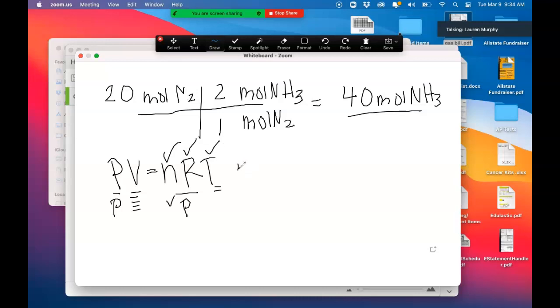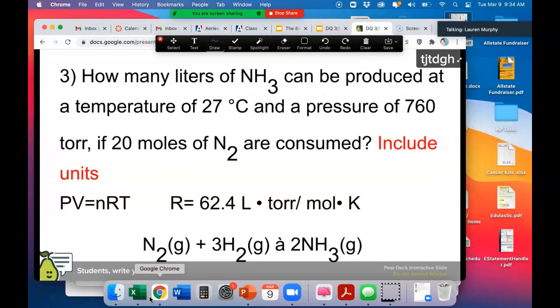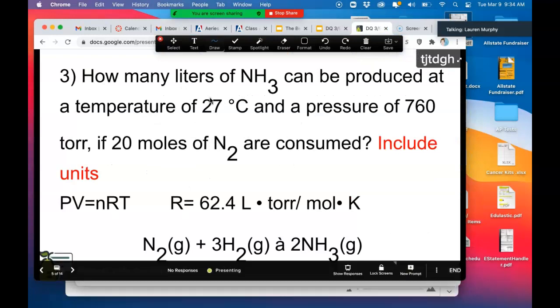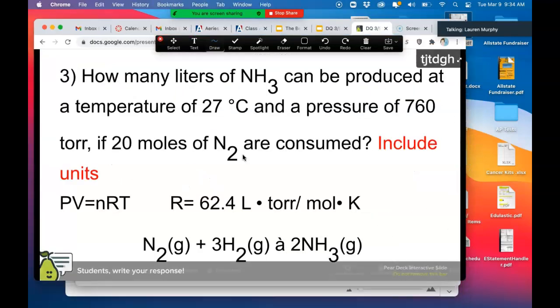Just plug in now. So 40 moles of ammonia. The R constant was 62.4. It was given. The temperature was 27, so plus 273, would that be 300? Yep, 300 with no decimal. And the pressure given was 760.